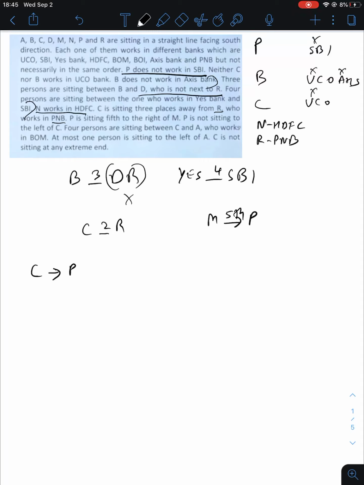4 people are sitting between C and A. A works in BOM. At most one person is sitting to the left of A, which means that either nobody is sitting to the left of A or only one person is sitting to the left of A. So these are 2 scenarios which are possible. We'll have to draw them both.